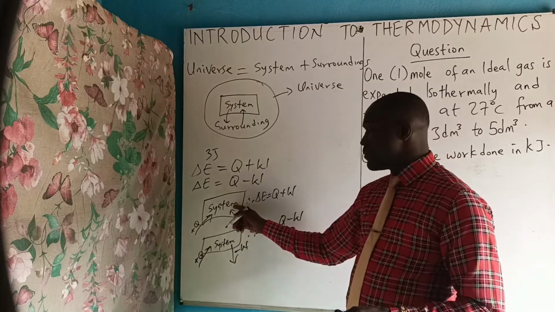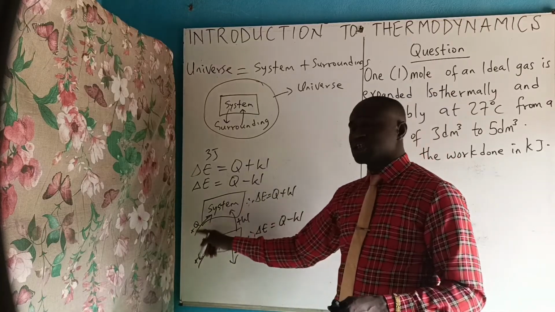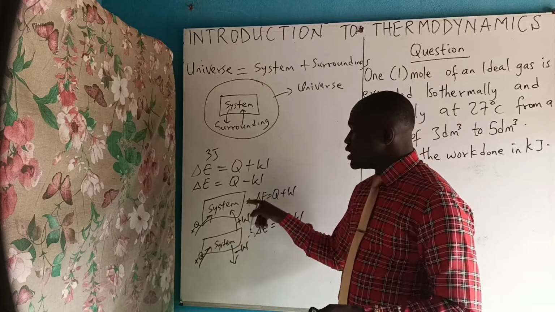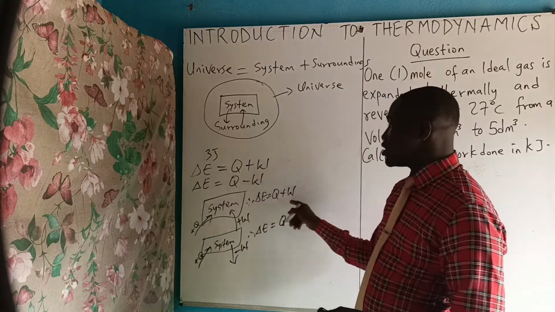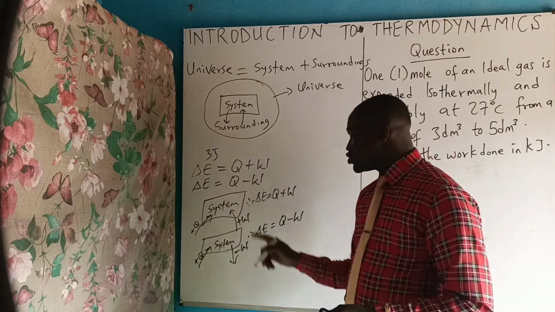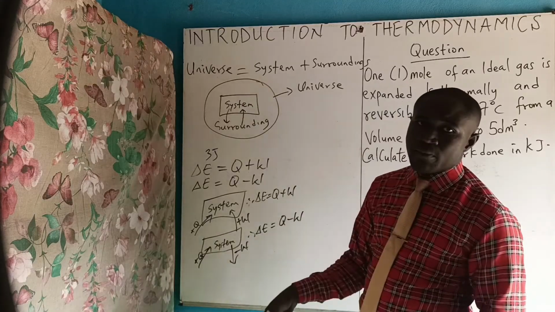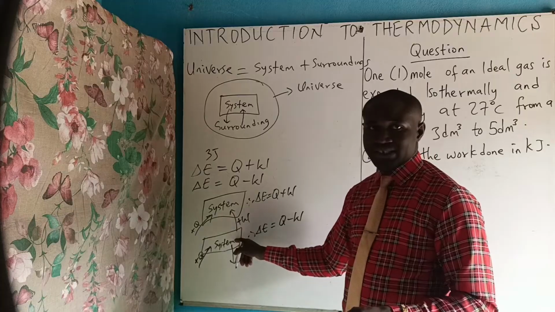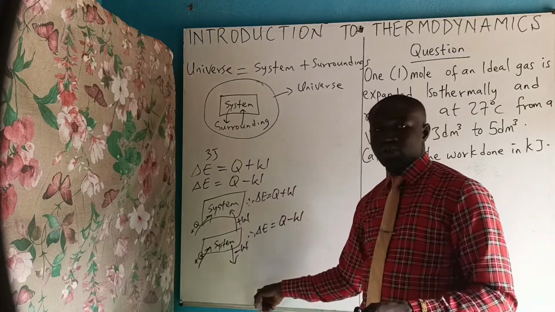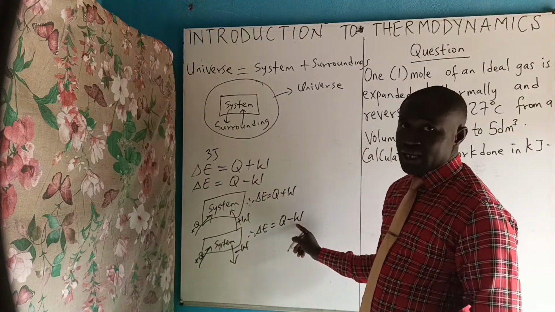With respect to the system, you notice that when work is done on the system and when the system gains heat energy, that is when you will see this first formula. And also, when the system gains heat energy and performs work on the surrounding, you have the work to be negative.